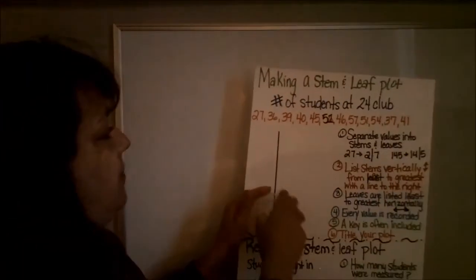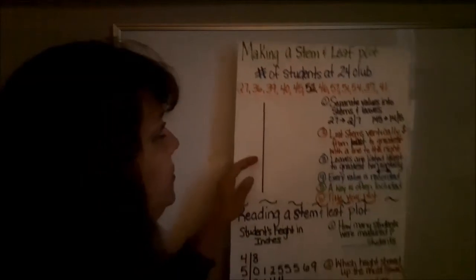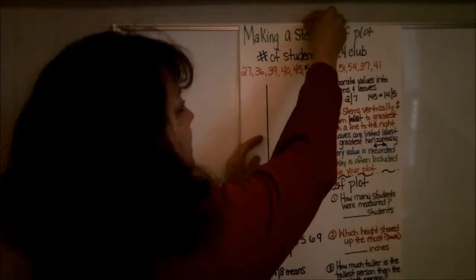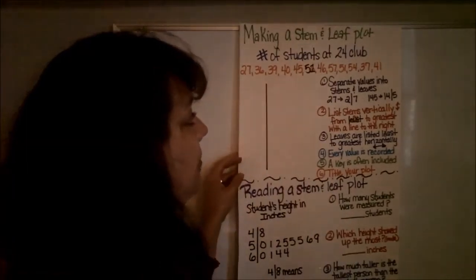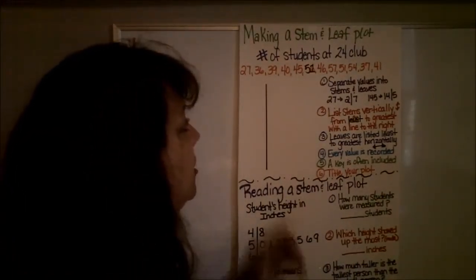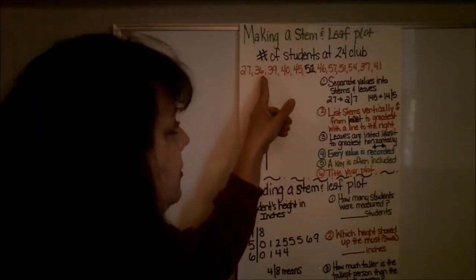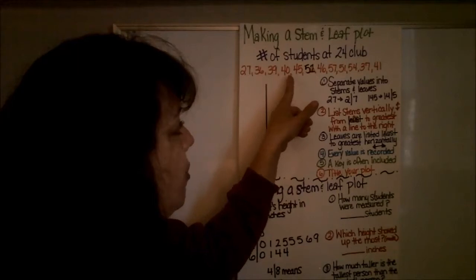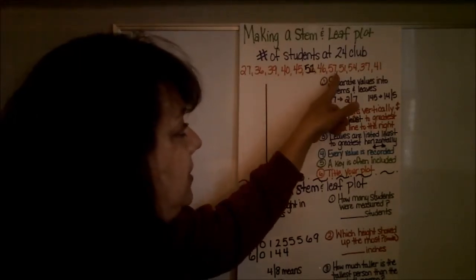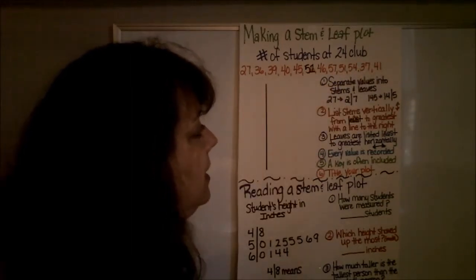Okay, so for example, making a stem and leaf plot has a set of rules or steps, just like everything else in math. So for this example, we're going to use the number of students that attended 24 Club. There were 27 on 1 week, 36, 39, 40, 45, 51, 46, 57, 51, 54, 37, 41.